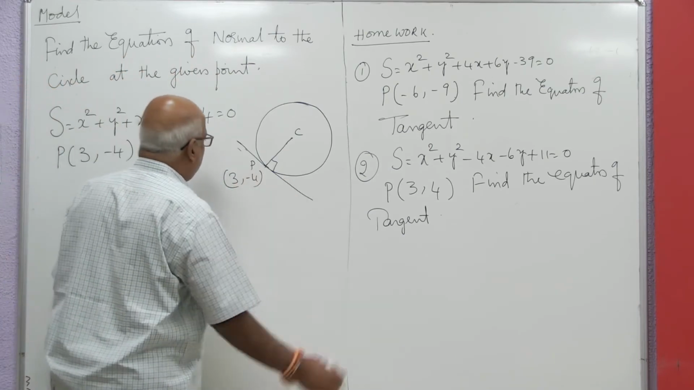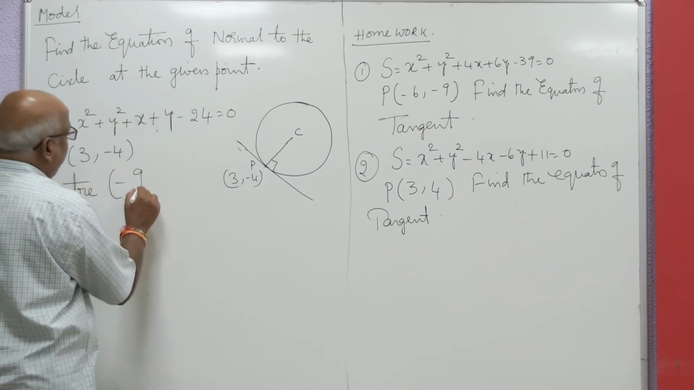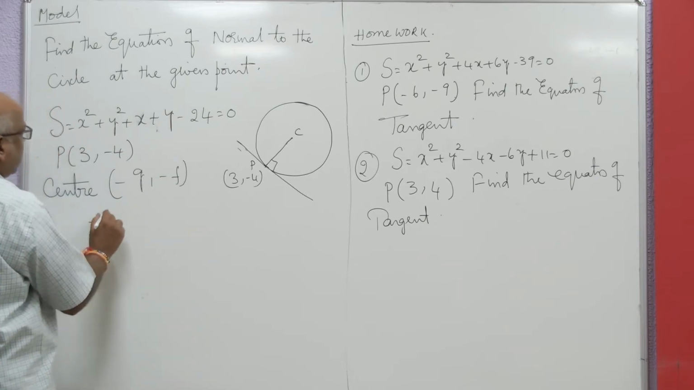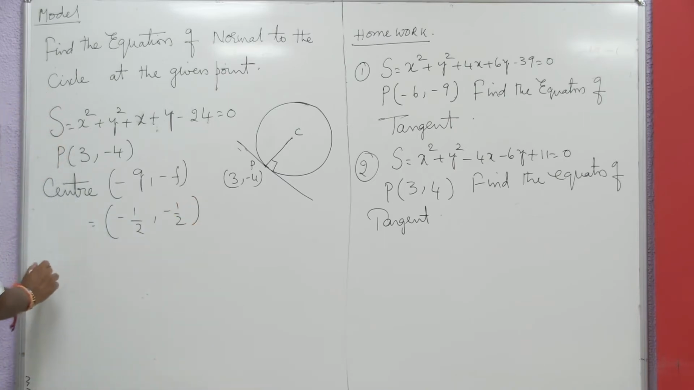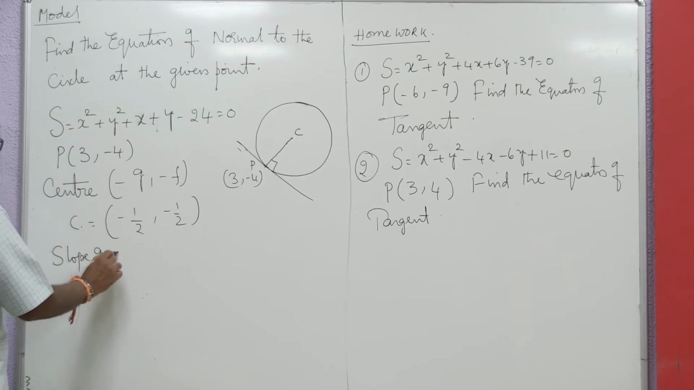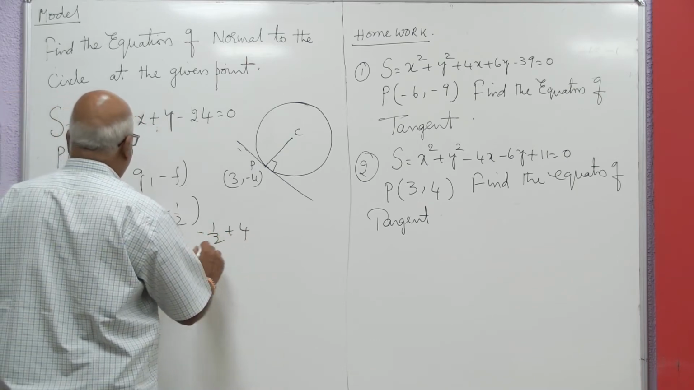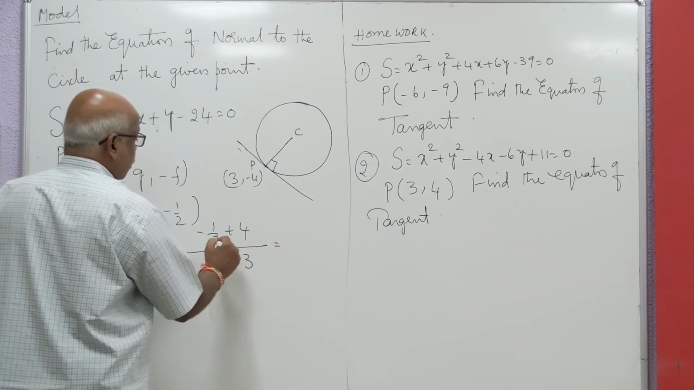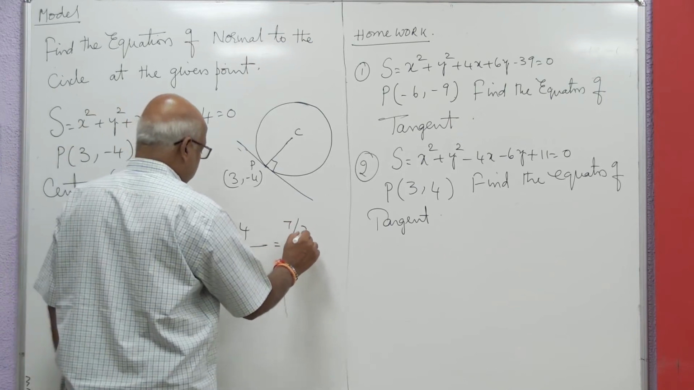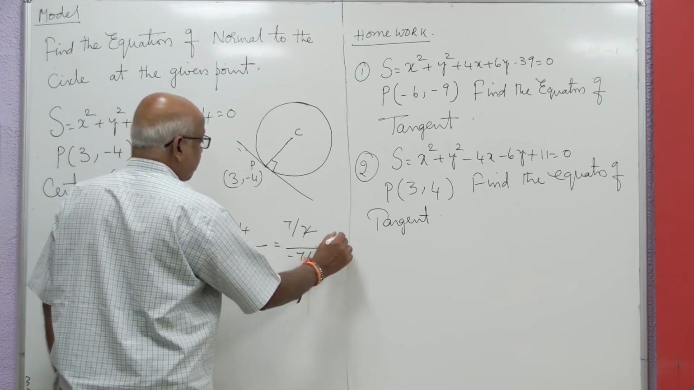One point is given already. The center coordinates, what are they? Minus g, minus f. That is minus 1 by 2, minus 1 by 2. Slope of CP, m equal to minus 1 by 2 plus 4 by minus 1 by 2 minus 3. 4 2s are 8, minus 1, 7 by 2, divided by minus 7 by 2, that is minus 1.